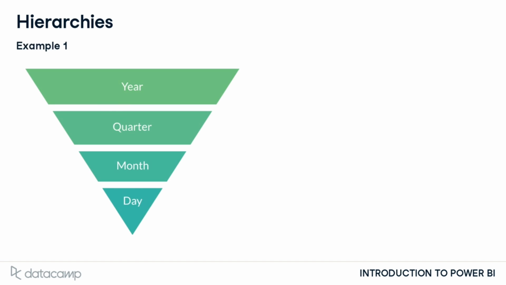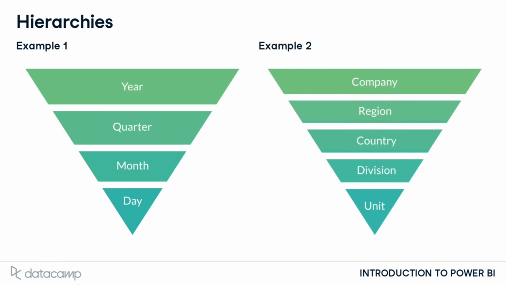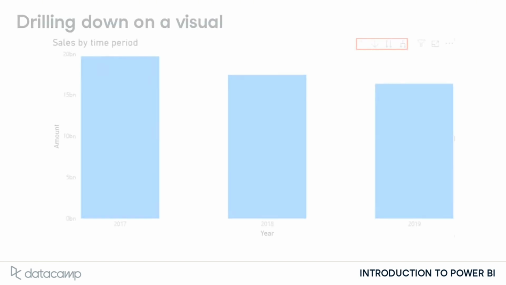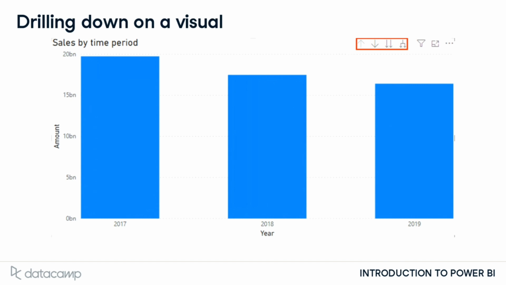An example of a hierarchy might be year, quarter, month, day, or company, region, country, division, and unit. Once a hierarchy is created, you can navigate up and down to lower levels. There are different ways to do this. Power BI has a set of drill controls that allow you to look at data in different ways. In this example, we're using a column chart that has a hierarchy made up of year, quarter, and month. The chart, before drilling, looks at the sales amount by year.